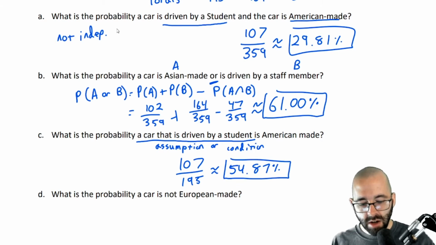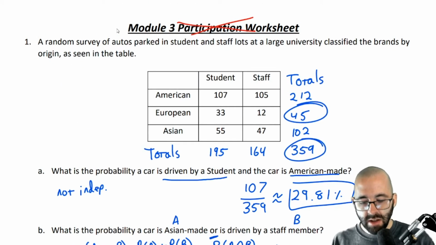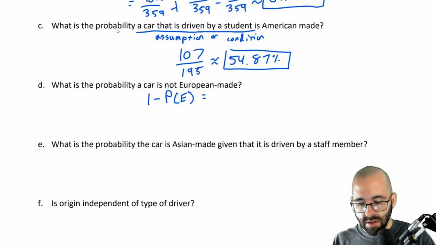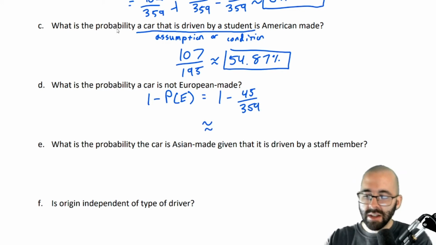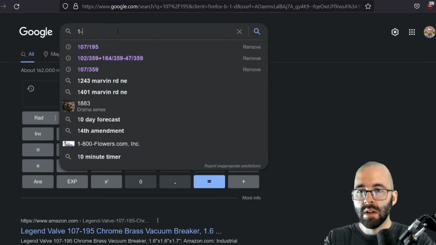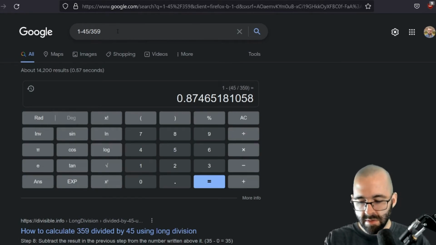What is the probability that a car is not European made? It's going to be 1 minus the probability that it is European made. Okay, what's the probability it's European made? 45 out of 359. Okay, so 1 minus 45 out of 359. Type that into a calculator, and you're going to get 87.47.